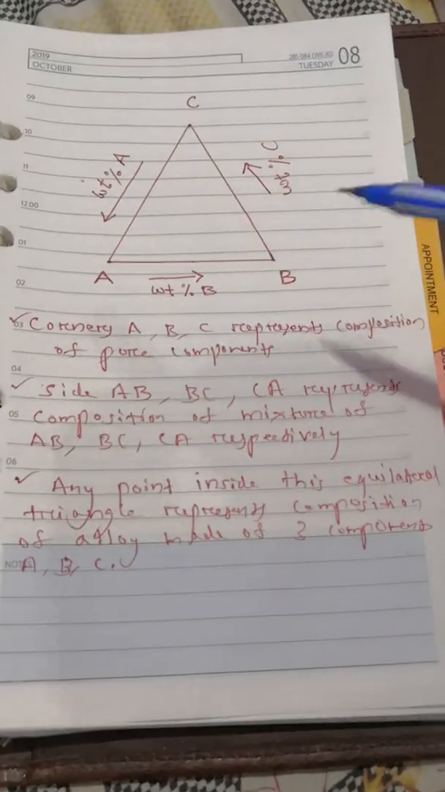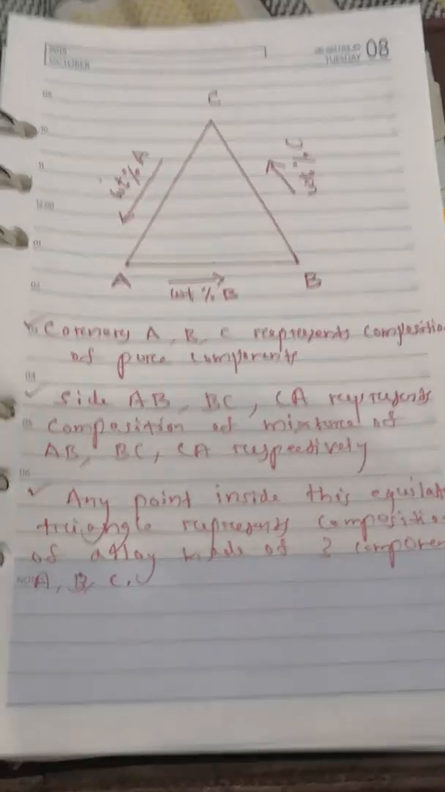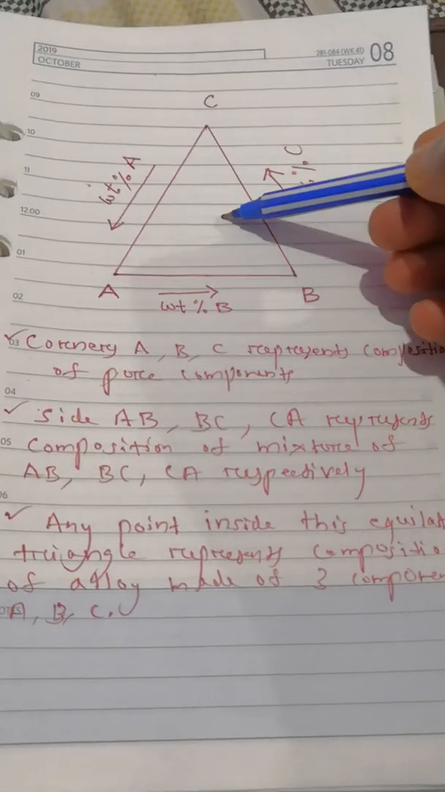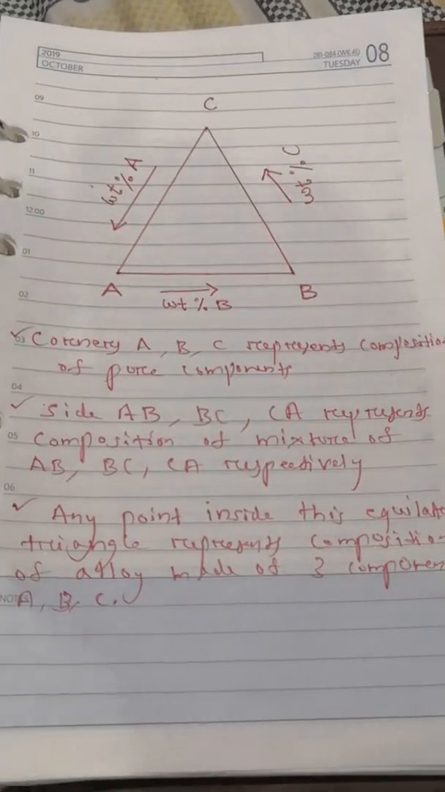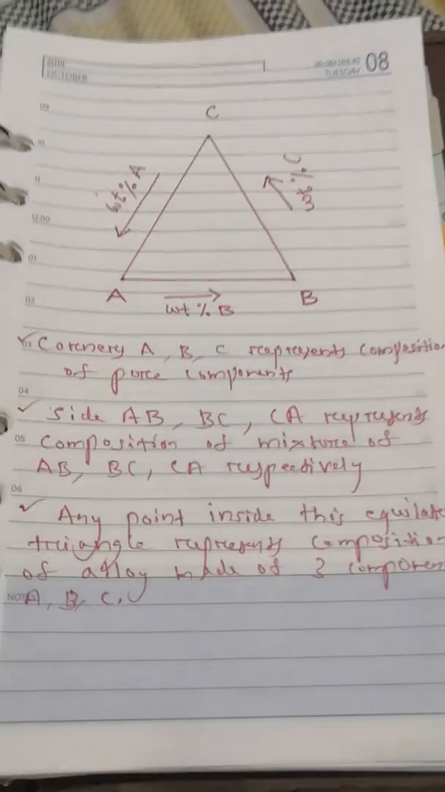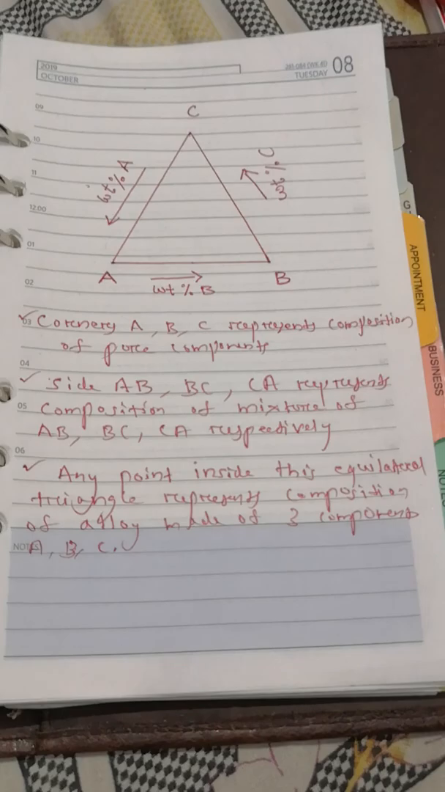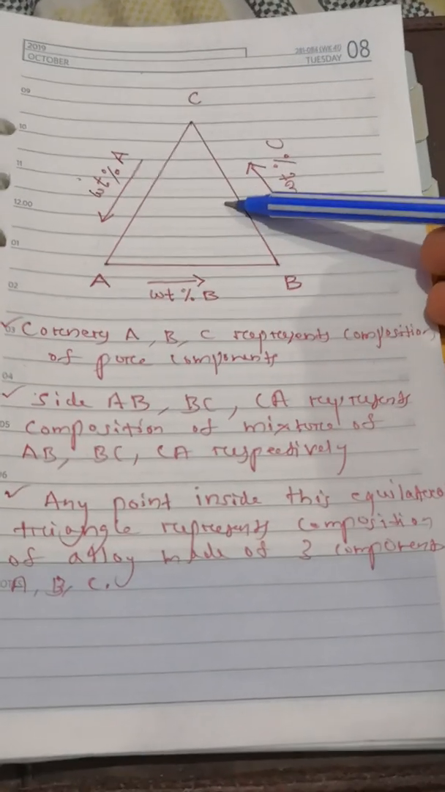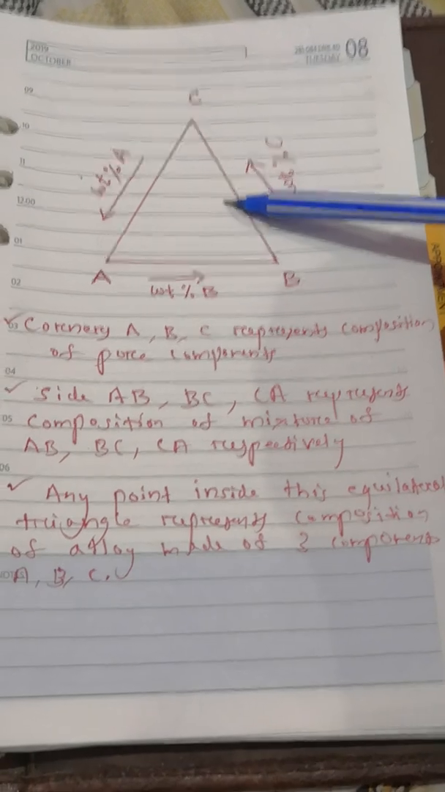So now, how to determine the composition of an alloy containing three components? If I take a point anywhere inside this triangle, that will show the composition of the alloy containing three components. So this is all about the ternary phase diagram, and this triangle is also called the Gibbs triangle. So now the question is how to determine the composition.